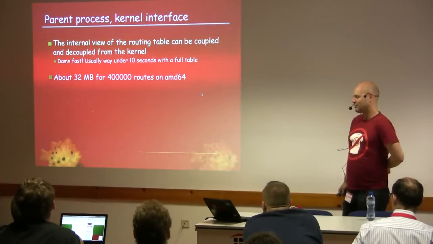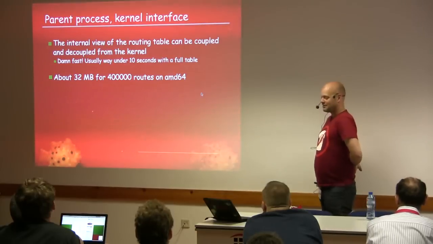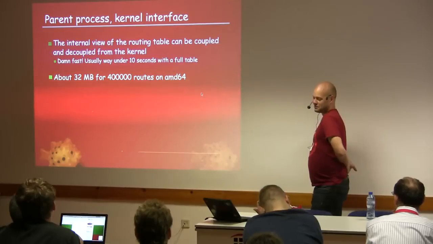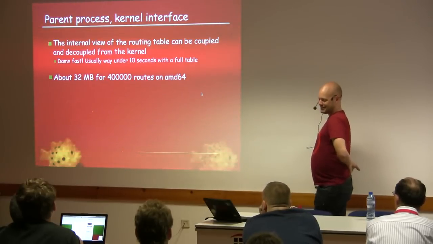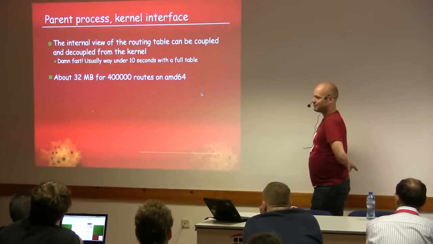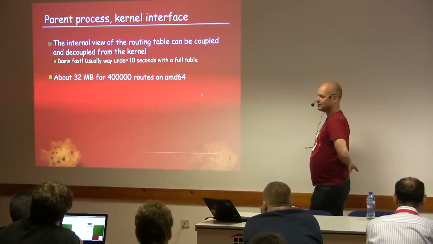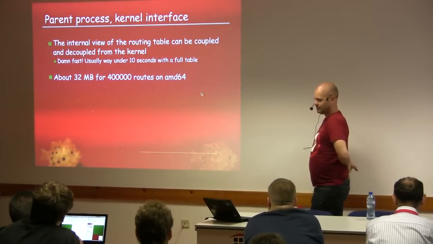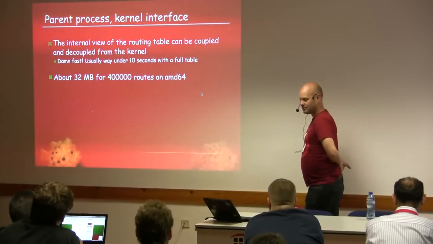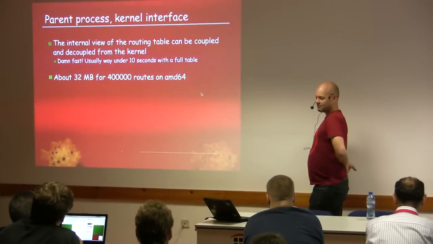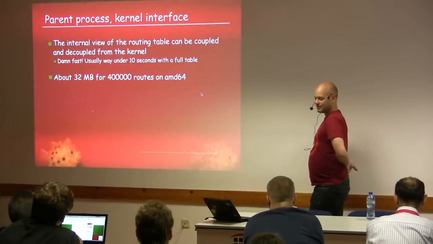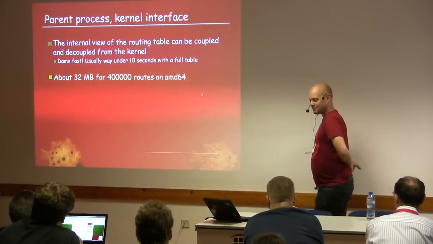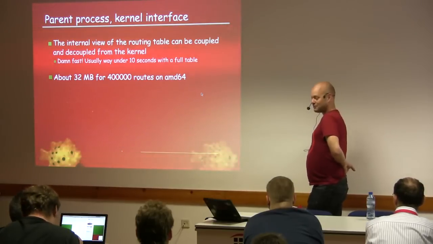So that internal view of the kernel routing table can be coupled and decoupled from the kernel. Why? Because I could, basically. You have to have a mode to run BGPD without modifying the kernel routing table if you're not actually running on a router, but on a system that just relays BGP information to other BGP speakers. There is no point in updating the kernel routing table. Since the code was there to couple or decouple it, I could as well make that a switch to be able to do this at runtime.